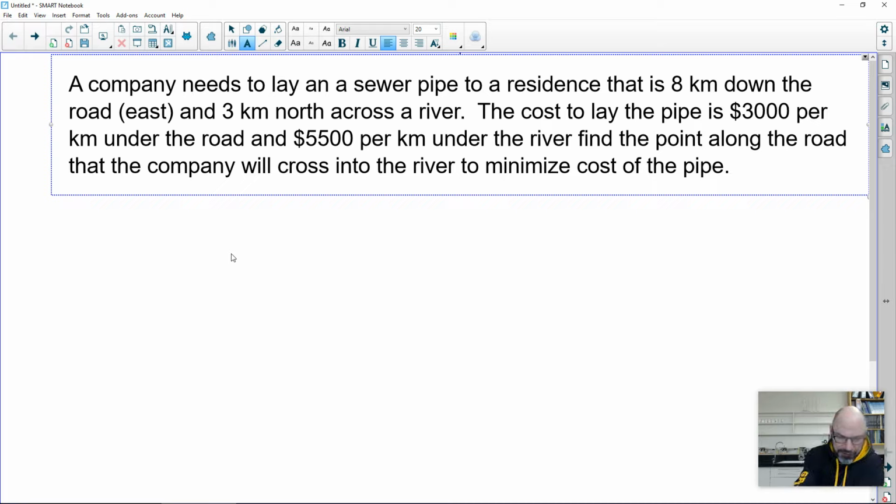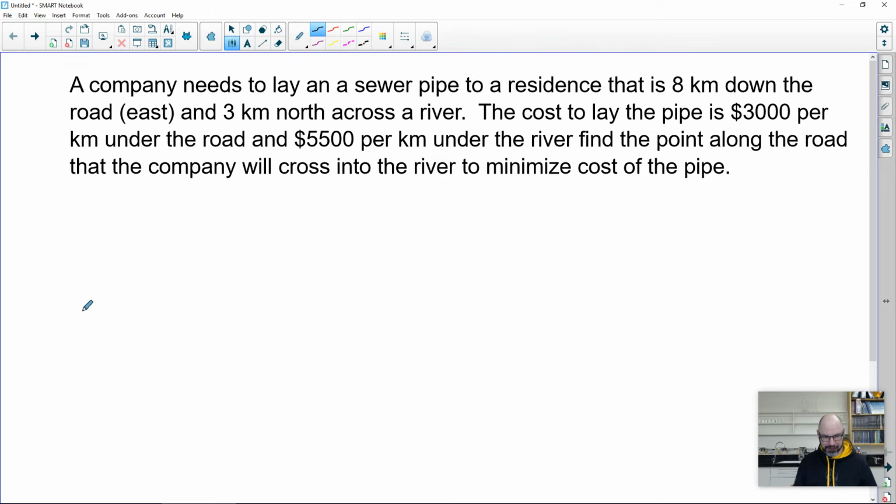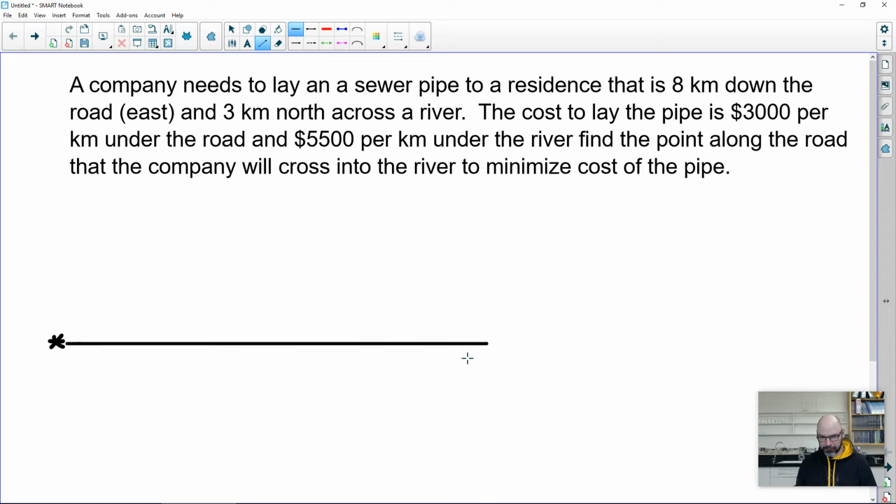So what you have to do first in this case, Tia, is get the diagram first. So if we're thinking about where the company is, let's say that their location is here. Okay, and then we go down the road 8 kilometers, and then at a right angle we go north. We go across a river, 3 kilometers. So up here.